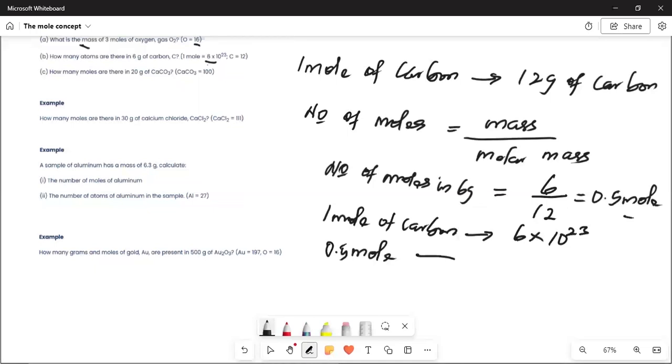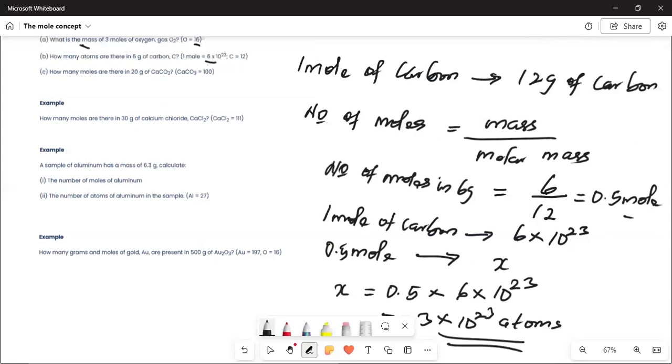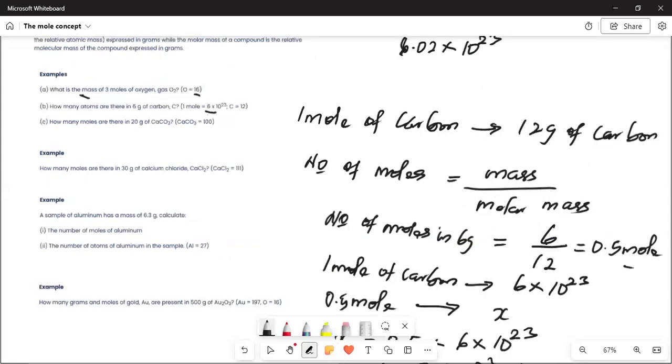It will contain X. So by simple proportion, X equals 0.5 times 6 times 10 to the power of 23, and 0.5 times 6 is 3. So 3 times 10 to the power of 23 atoms. I hope this is clear enough. So the question is, how many atoms are in 6 grams of carbon?